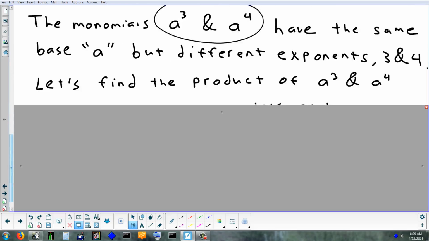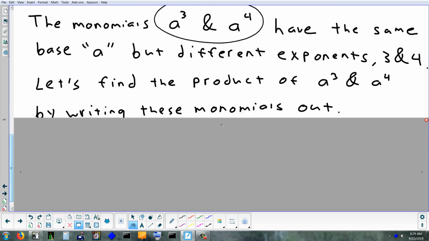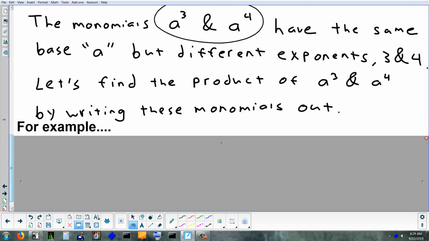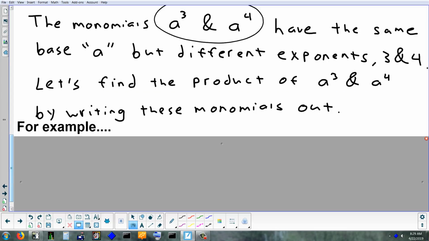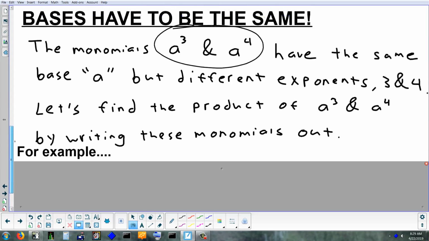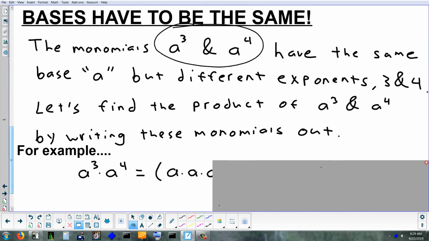All right, so let's look at an example of how we would find a cubed times a to the fourth. We're going to do this one out the long way. We're not going to do them all out the long way, because there's a shortcut, there's a rule. But I think if we do it one time so you can see it, you'll see the pattern, and then we'll make a rule from that. So let's start with a cubed. What does a cubed mean? If you were going to write that out for somebody that didn't understand having an exponent, what would you tell them to write? A times A times A. So you'd start with that.